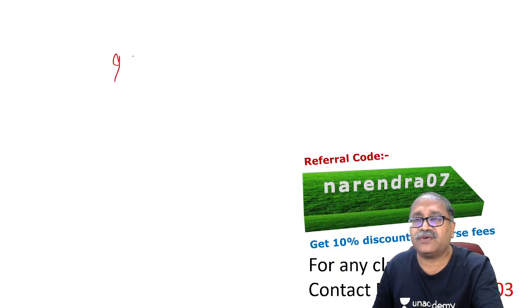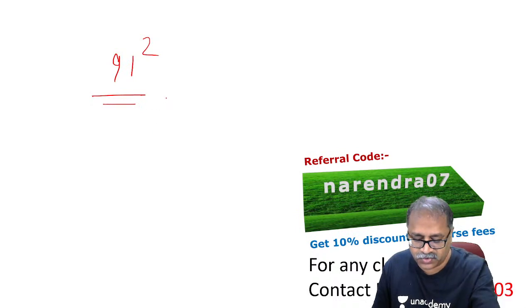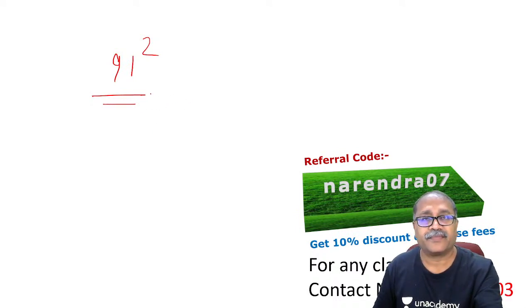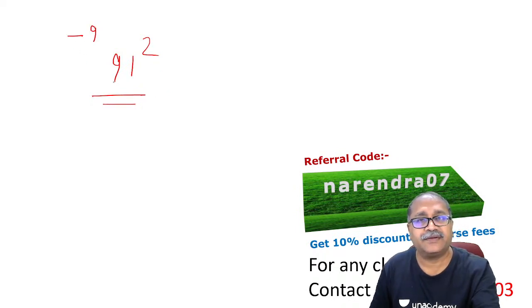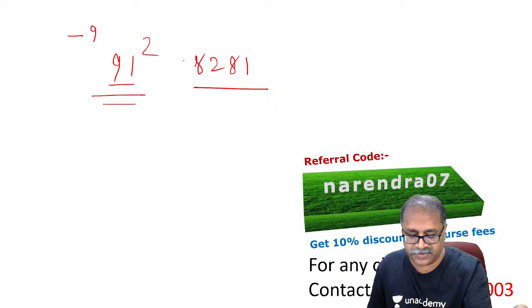If I ask you 91 square, how do we find out 91 square? Okay, so I see that this is 9 less than 100. Then 9 square is 81, and then 91 minus 9, that's 82. Am I right? Let me see if someone answers the question.